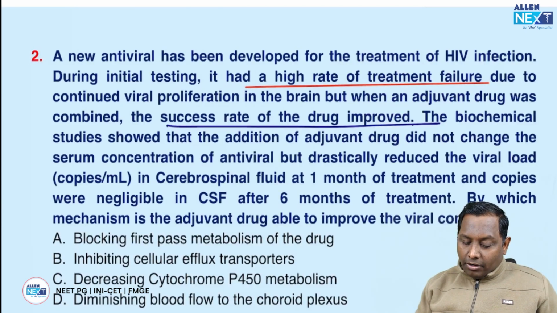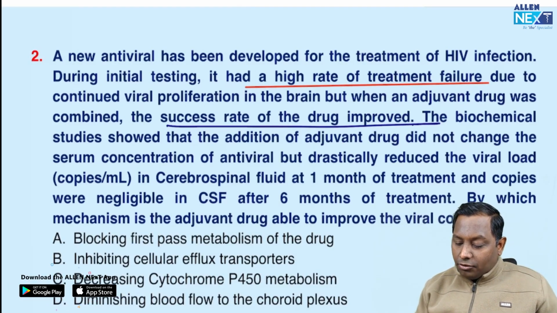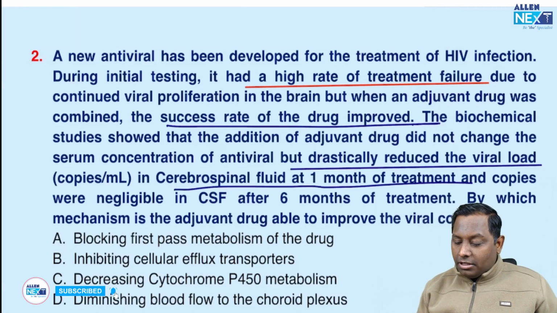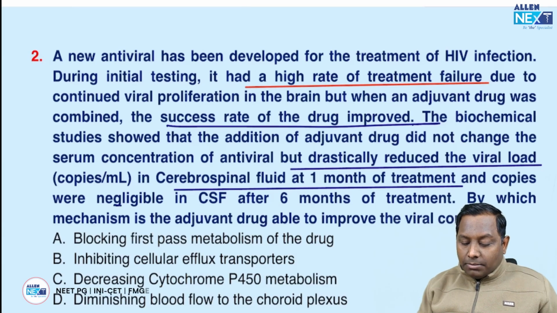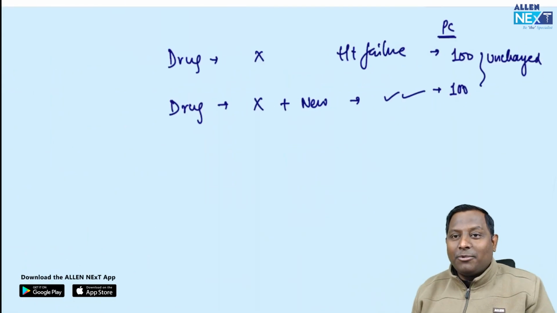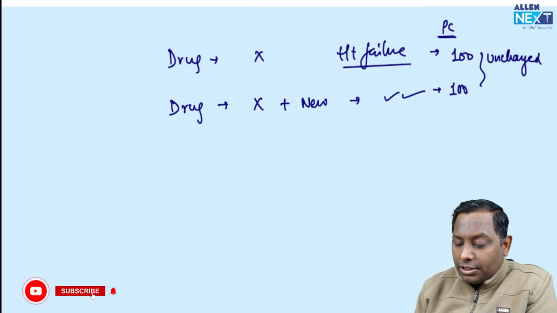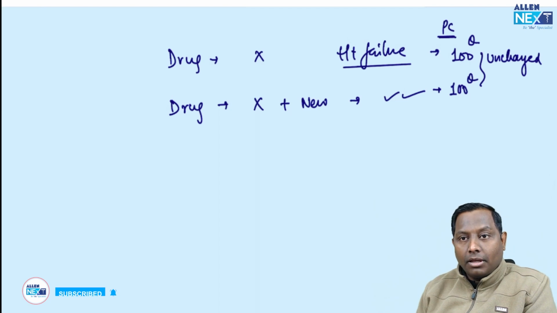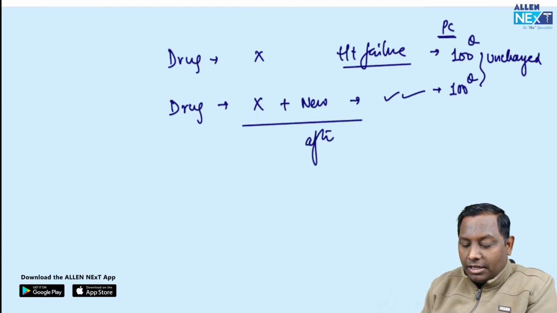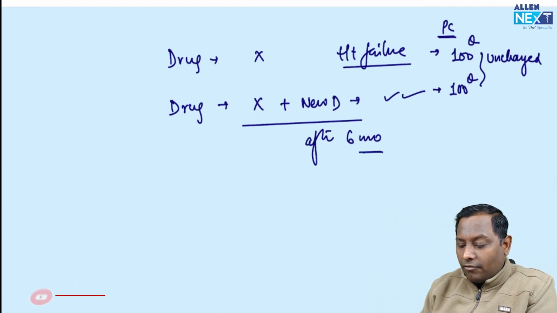The biochemical study showed that the addition of adjuvant drug did not change the serum concentration of the antiviral drug but drastically reduced the viral load. So the viral load is reduced in cerebrospinal fluid at 1 month of the treatment, and copies were negligible in the CSF after 6 months. Look at the question, very beautifully framed: when it is given alone there is treatment failure, although the plasma concentration is the same in both scenarios, but after 6 months of adding the new drug, the viral load is markedly reduced.